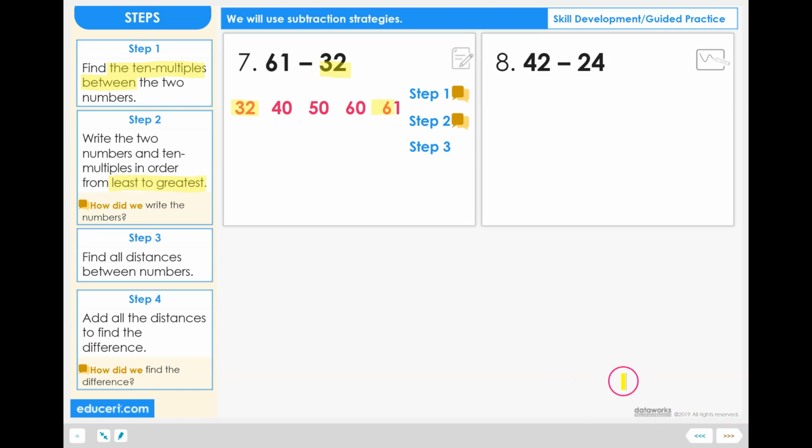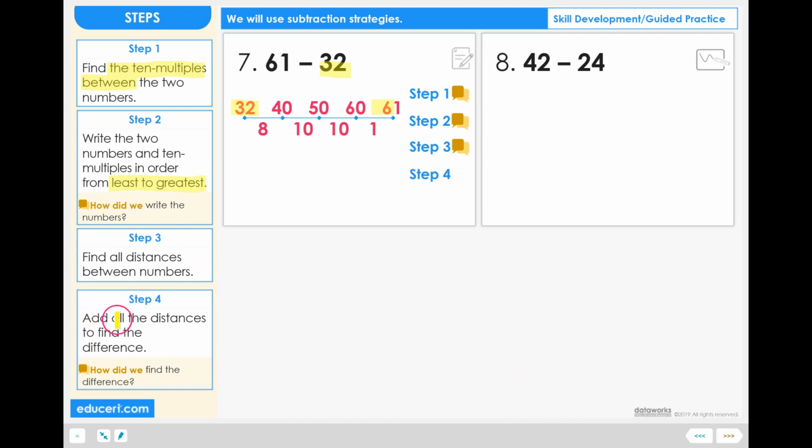Let's move on to step number 3. Ready? Read. Find all distances between numbers. Between numbers, we have 1, 2, 3, 4 distances that we need to find all together, starting with 32 to 40, a distance of 8, 40 to 50, 10, 50 to 60, 10, 60 to 61, 1. That is step number 3. We move on to step number 4.